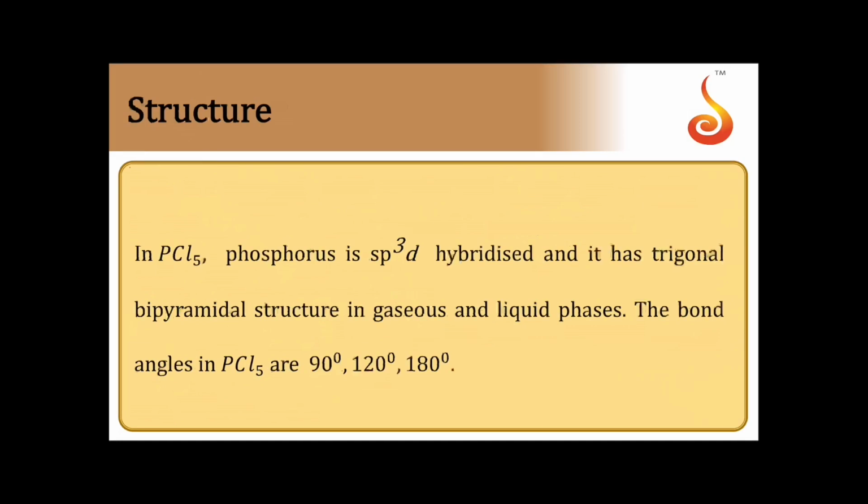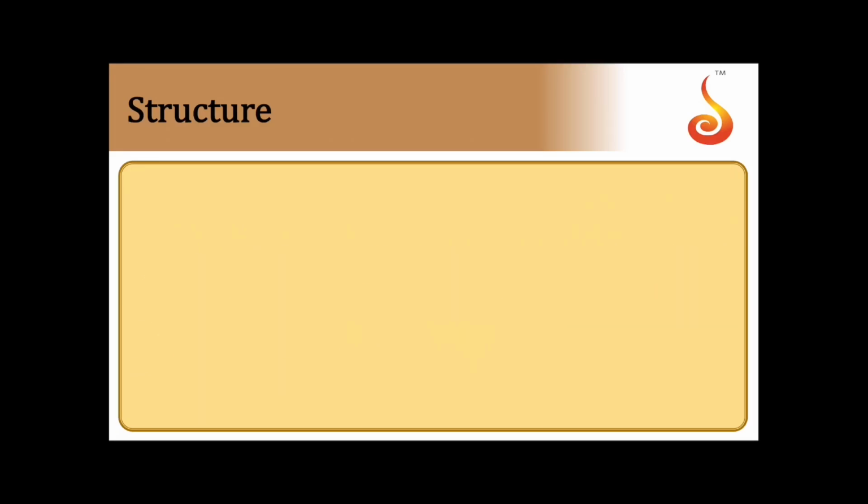Then coming to structure. In PCl5, phosphorus is sp3d hybridized. It has a trigonal bipyramid structure in both the gaseous and liquid forms. The bond angles in PCl5 are 90, 120 and 180 degrees. Let us see the structure of the molecule: the hybridization is sp3d, the structure is trigonal bipyramidal, and the angles are 90, 120 and 180. We have phosphorus in the middle, and these are the Cl atoms.